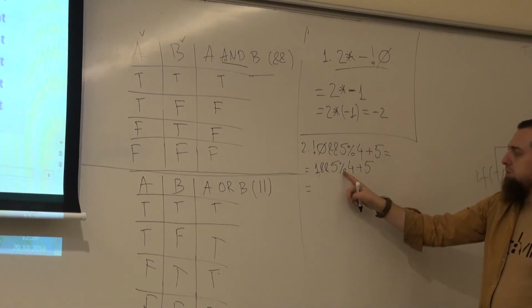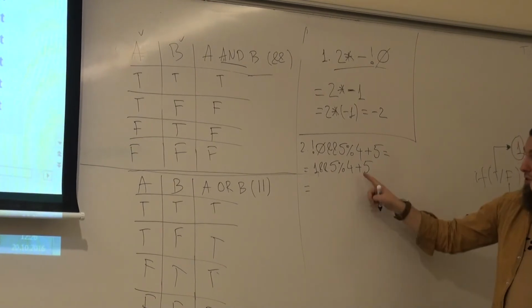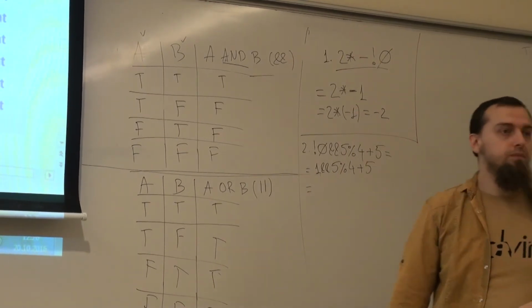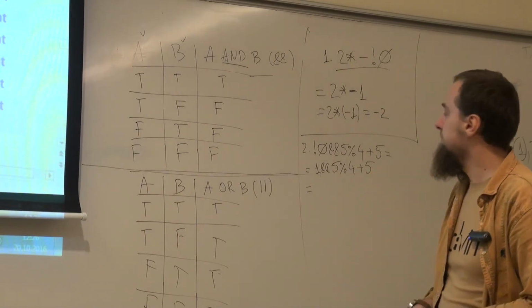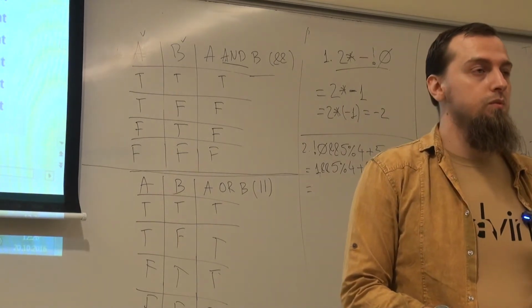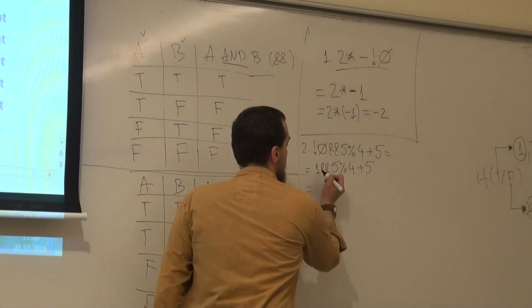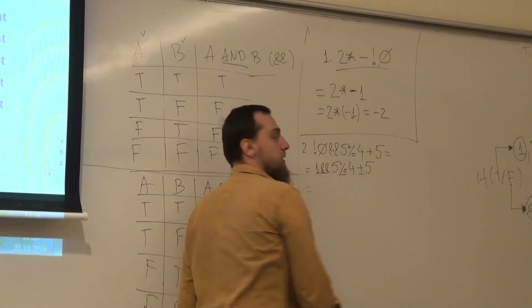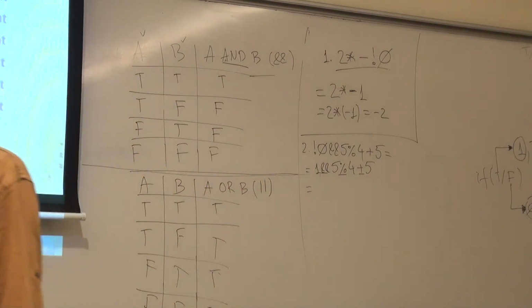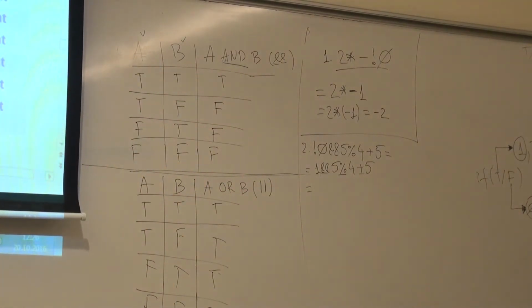Now, we have and, modulo, and addition. This is addition. Which one has priority? Come on, tell me. We have 3 operators. Which one has the precedence? You see here, we start with the highest priority and go to the lowest priority. Modulo. Yeah, modulo. Then we have addition and logical AND. So modulo is going to be executed first.